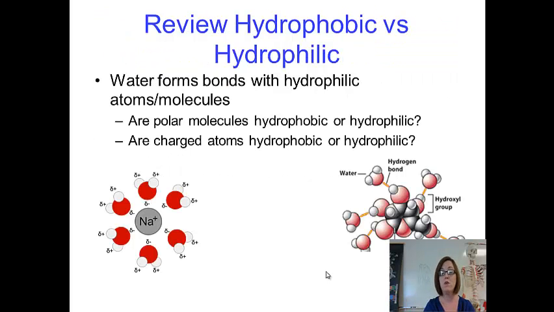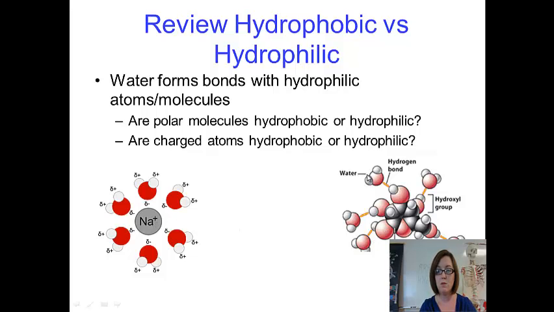So let's review hydrophobic and hydrophilic. Right? Hydrophobic, water-fearing. Hydrophilic is water-loving. Right? Don't forget, water forms bonds with hydrophilic atoms or hydrophilic molecules. Right? So down here we see water surrounding a single sodium atom. Right? This sodium atom carries charge, right? And water likes things with charge.